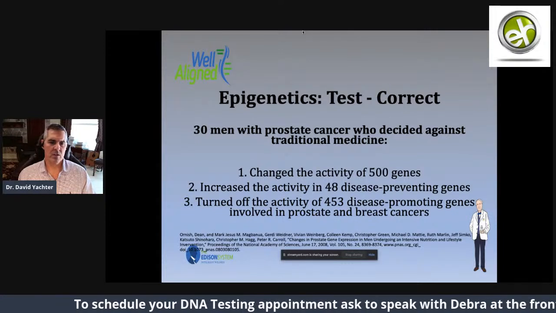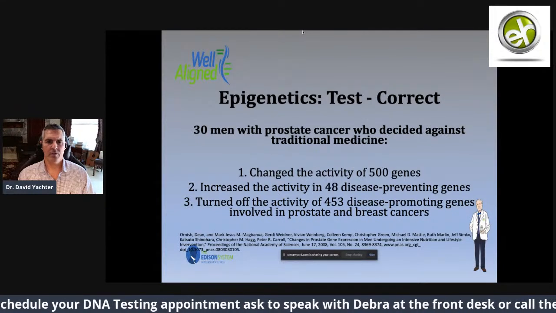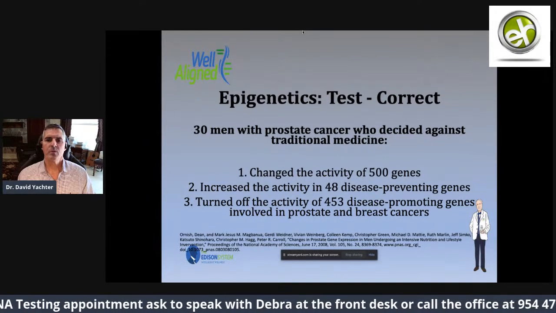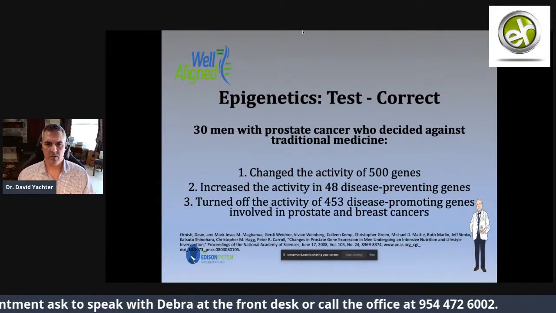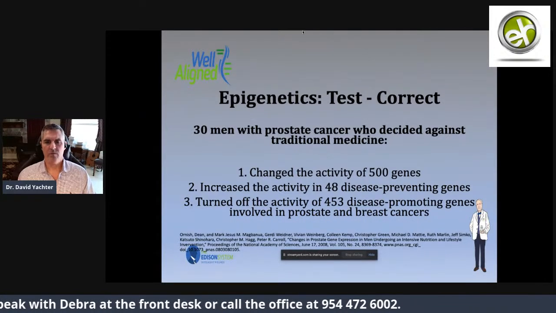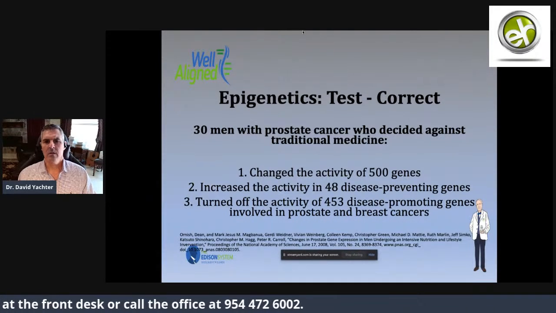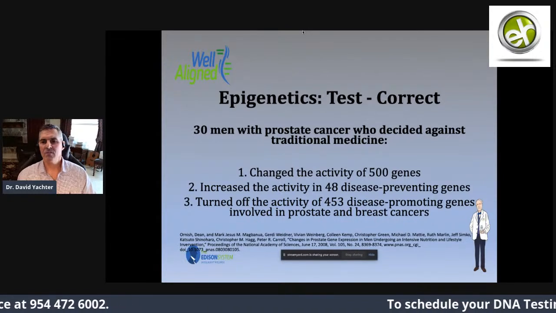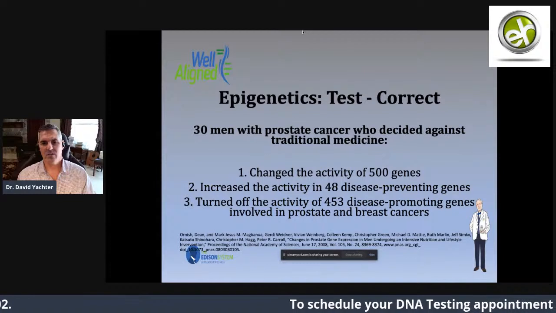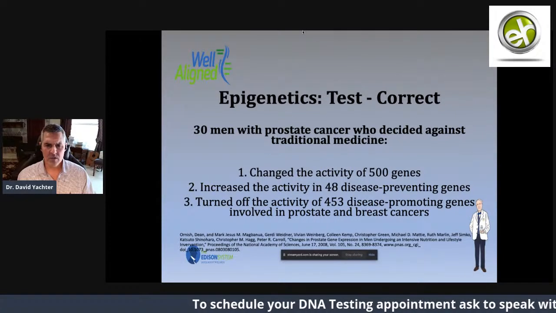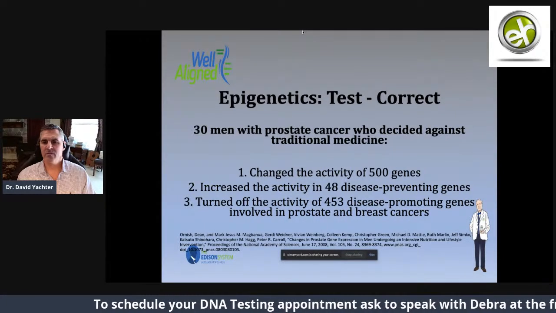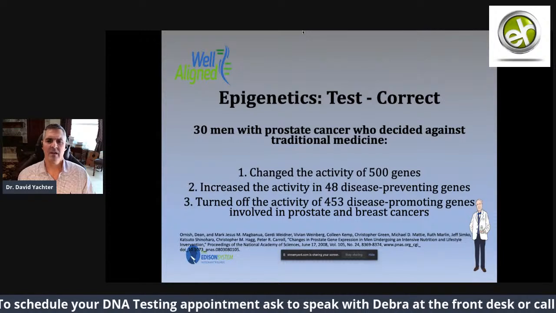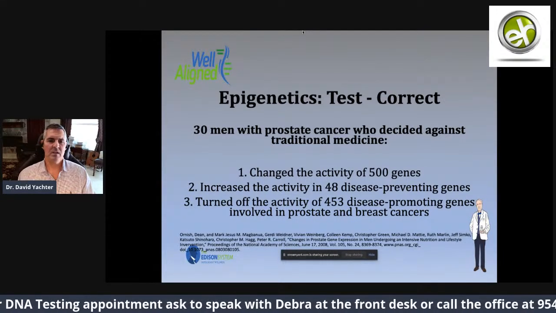So here's a perfect example from a study that was done. They took 30 men with prostate cancer who decided against traditional medicine. They refused chemotherapy, they refused radiation, but instead they changed their lifestyle. Number one, they changed the activity of 500 genes. They increased the activity of 48 disease-preventing genes. They turned off the activity of 453 disease-promoting genes, all involving prostate and breast cancer.